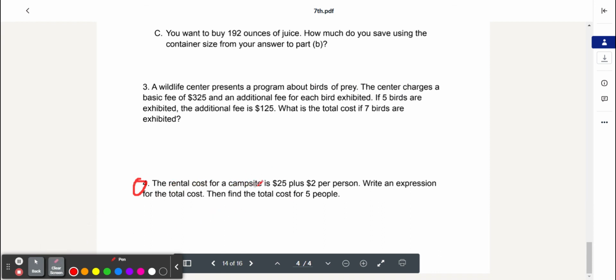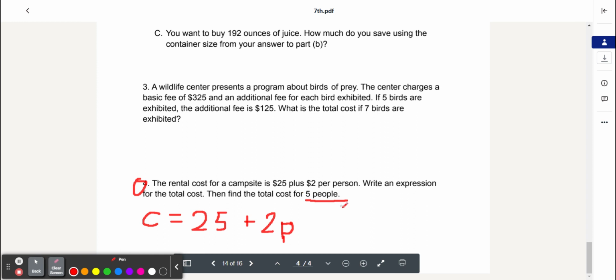So the rental cost for a campsite is $25 plus $2 per person. We need to write an expression for the total cost, and then we need to find the total cost for 5 people. So first, let's write an expression. So we know that the cost, we can write that as C, is equal to $25 plus $2 per person. So that means it's $2 per person, 2p if we use p as the variable for person. And now we have our expression.